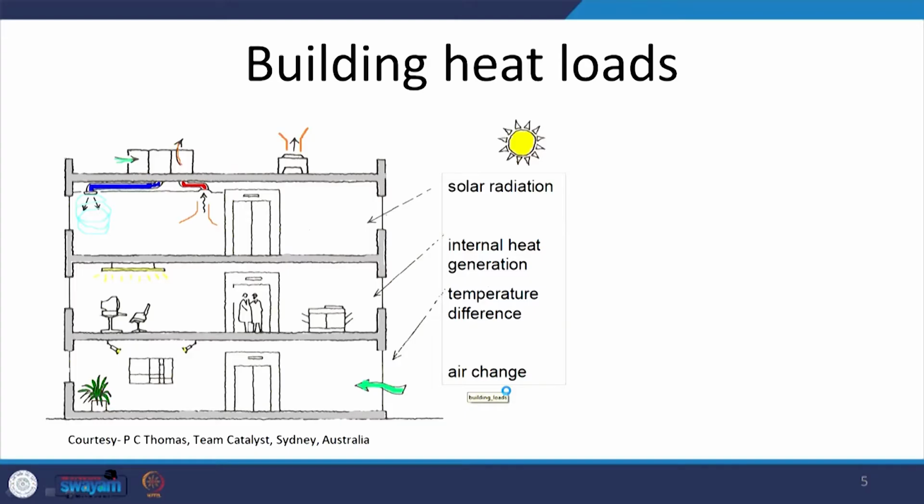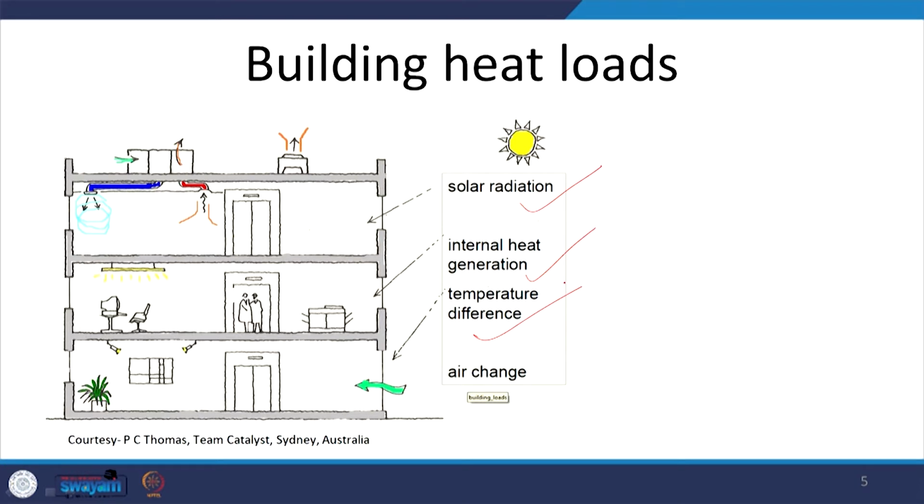And when we are comparing the proposed case and base case on energy, we take into account all these building heat loads. These building heat loads also contribute towards thermal comfort. We take into account the solar radiation, so what is the amount of solar radiation received by the building. We talk about the internal heat generation, so because of appliances, equipment and occupants, how much internal heat is generated.